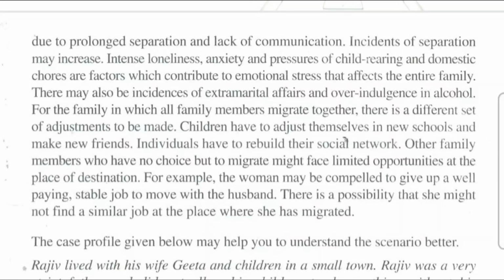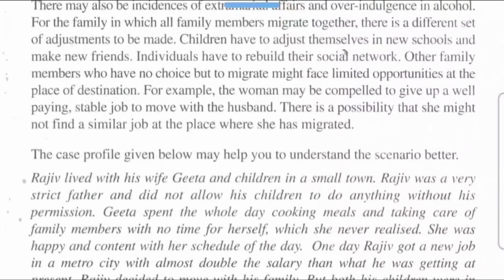For the family in which all family members migrate together, there is a different set of adjustments to be made. Children have to adjust themselves in new schools and make new friends. Individuals have to rebuild their social network. Other family members who have no choice but to migrate might face limited opportunities at the place of destination. For example, the woman may be compelled to give up a well-paying, stable job to move with the husband. There is a possibility that she might not find a similar job at the place where she has migrated.